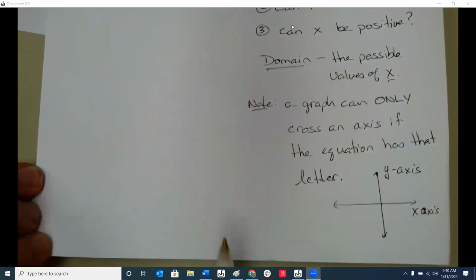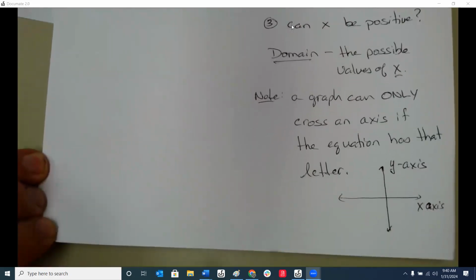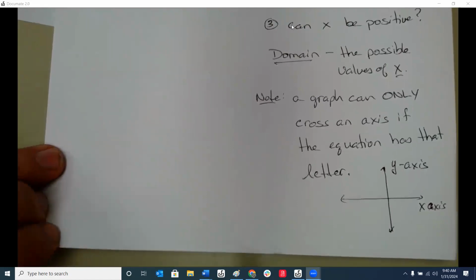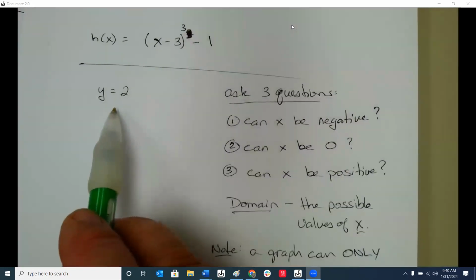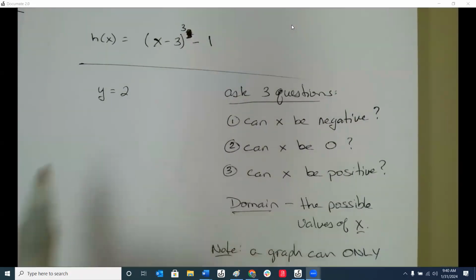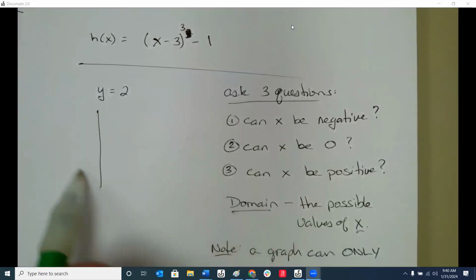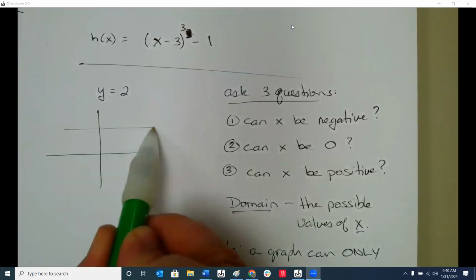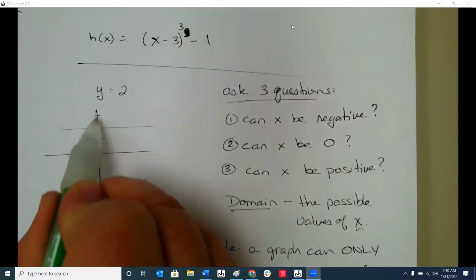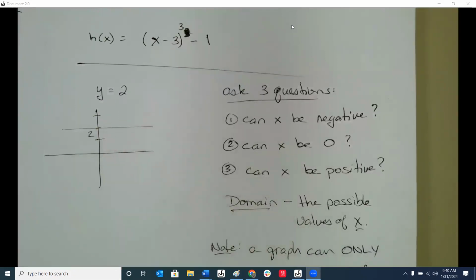So, what do we notice about our equation? Are there any x's? No, so it can't cross the x-axis. This is a straight line. So that means the graph looks like what? It only has a y, so it can only cross the y-axis at 2.